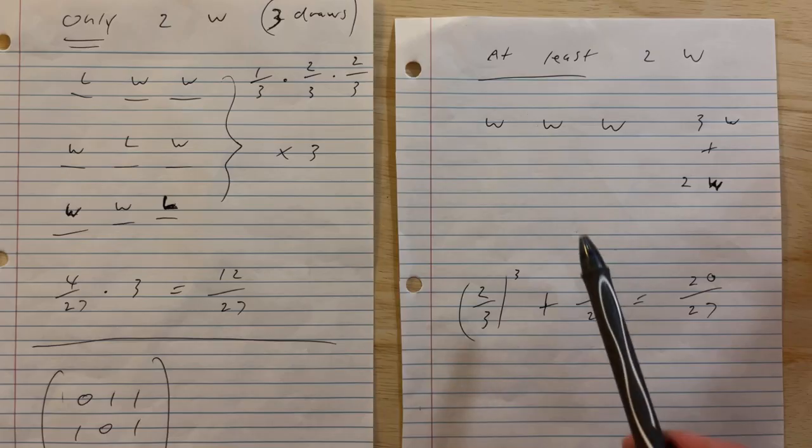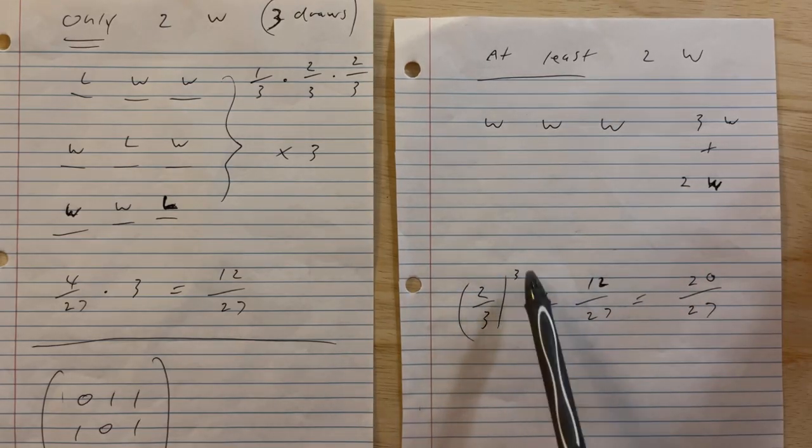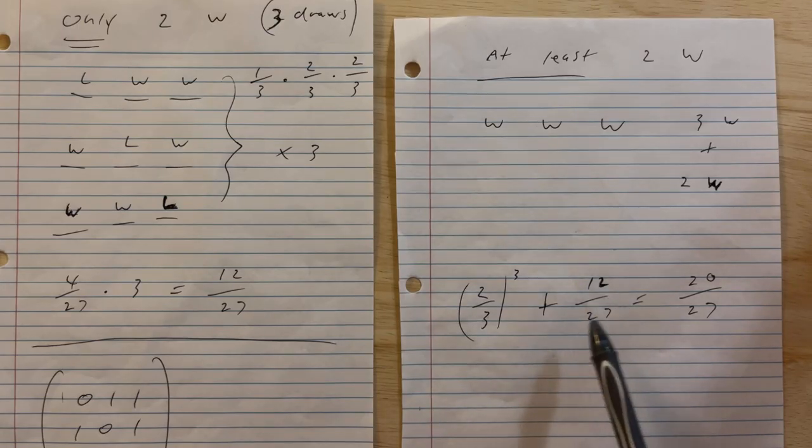The 3 winner permutation is 2/3 times 2/3 times 2/3, 2/3 quantity cubed, plus 12/27, and that comes out to be 8/27 plus 12/27, so it's 20/27.